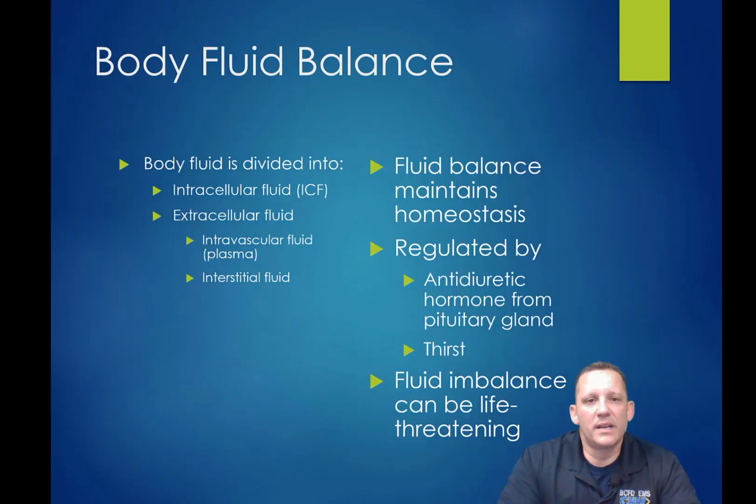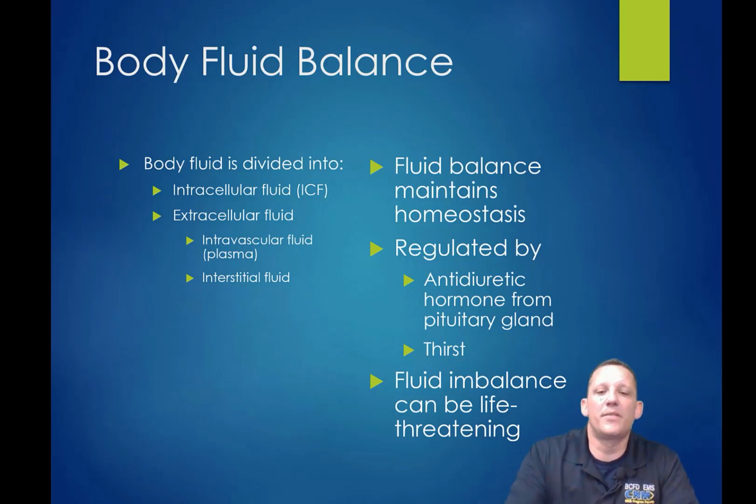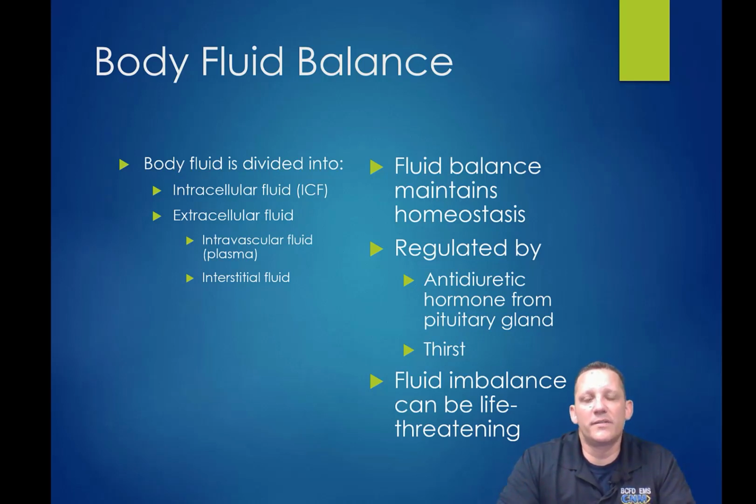Body fluid balance is divided into two groups, which are intracellular fluid and extracellular fluid. Extracellular fluid is the intravascular fluid, which is your plasma, and the interstitial fluid, which is the fluid in between the cells but not in an actual vessel. The fluid balance maintains homeostasis. It's regulated by antidiuretic hormone from the pituitary gland and thirst, and fluid imbalance can be life-threatening because, looking at osmosis and diffusion, too much fluid can cause a dilution of the required salts in the bloodstream, which create homeostasis.